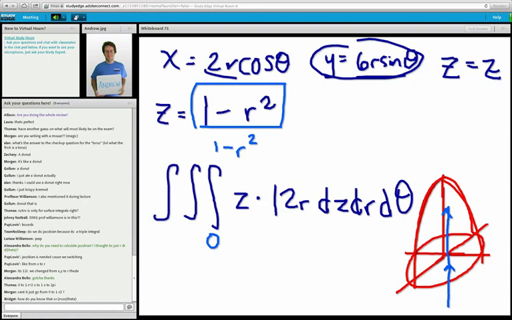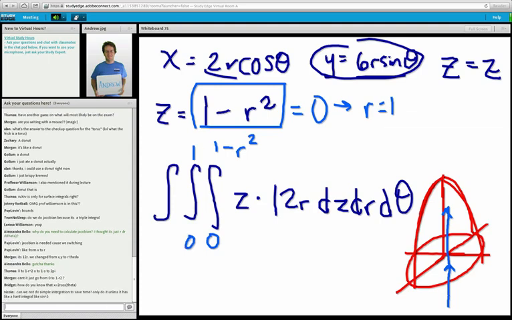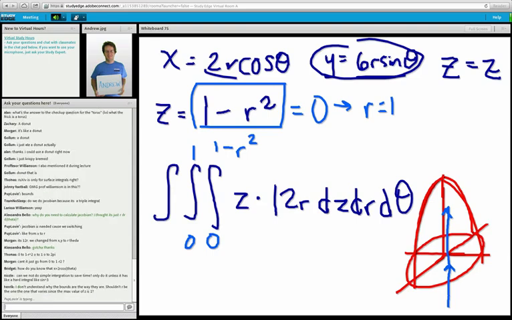Our bounds for r. Well, ask yourself, for what value of r is 1 minus r squared equal to 0? You should tell me that's true for r equals 1, or negative 1, but again, we don't take r to be negative. So r goes from 0 to 1. Lastly, theta: it seems that we're going to go all the way around this elliptic paraboloid. There's nothing restricting us to the first octant, so theta goes from 0 to 2 pi. Integrate that, and you'll be fine.